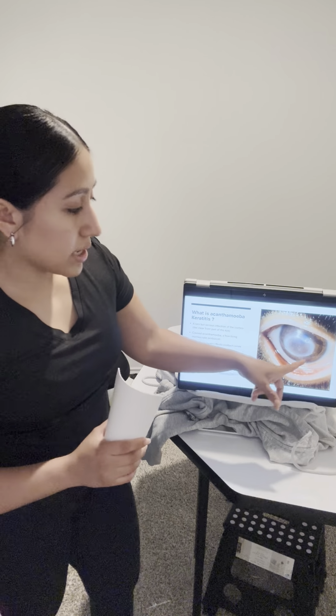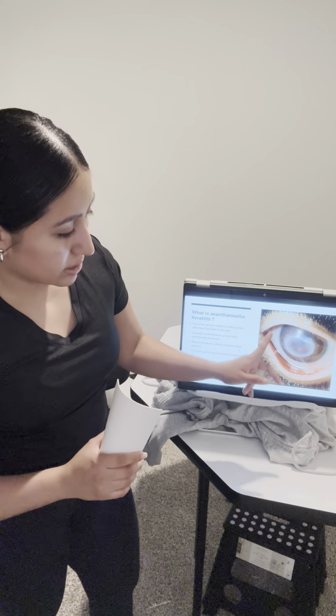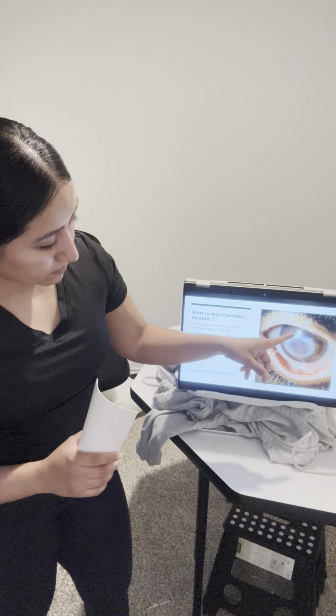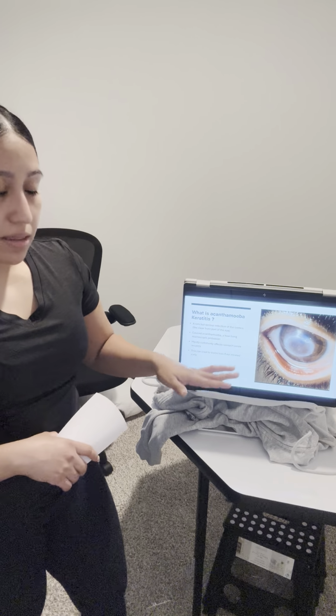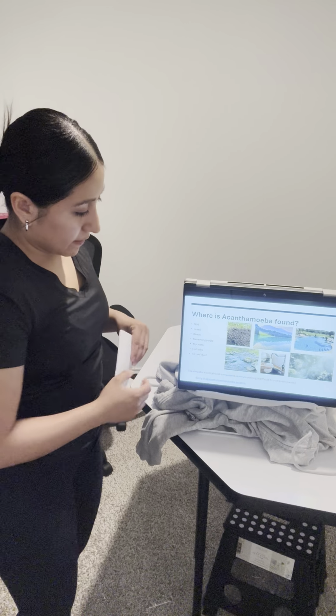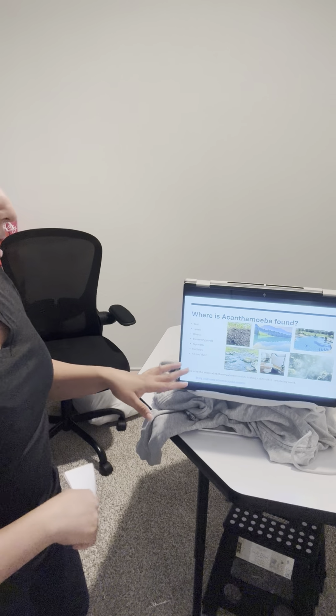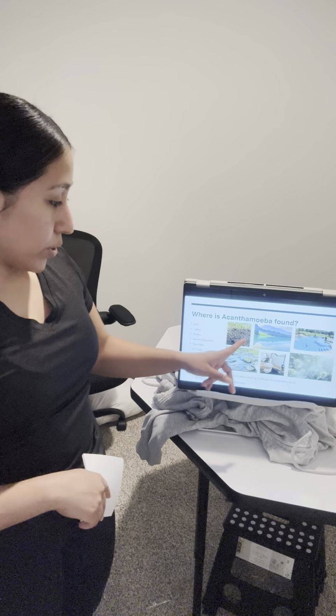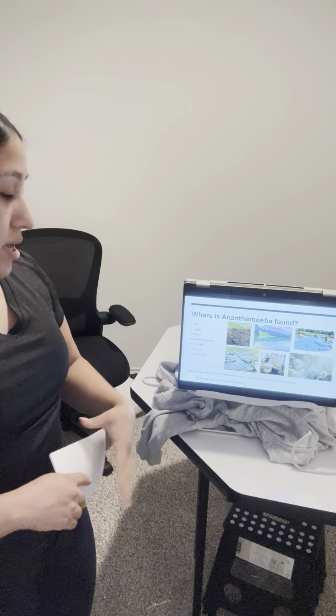As you can see, this is how the eye changes with the disease, and it's affecting the eye. So where is acanthamoeba found? Here are some pictures of where: in soil, lakes, rivers, swimming pools.